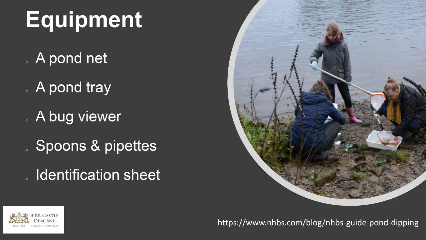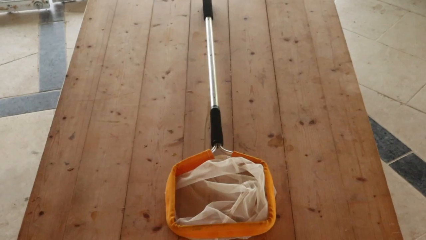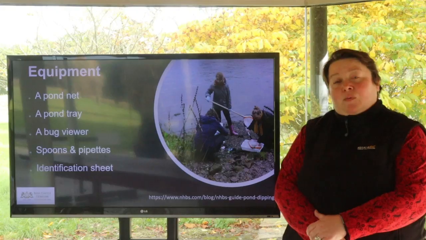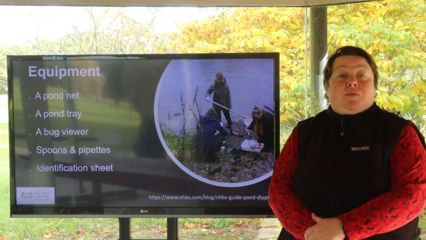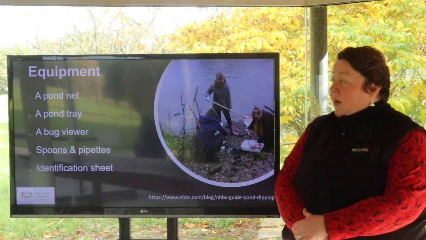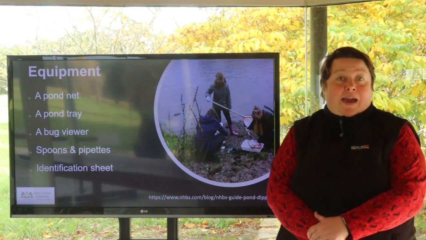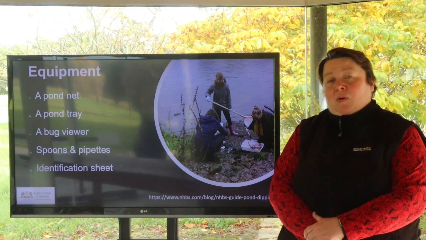For pond dipping, we need a specific set of equipment. So most importantly, we have a pond net. This is a very specific net with a long handle, so we can safely reach into the pond and take a sample from the bottom, looking at the animals that live in the mud below. The pond net has a very, very small aperture, so it only really lets out water, so we manage to catch all the smaller insects.